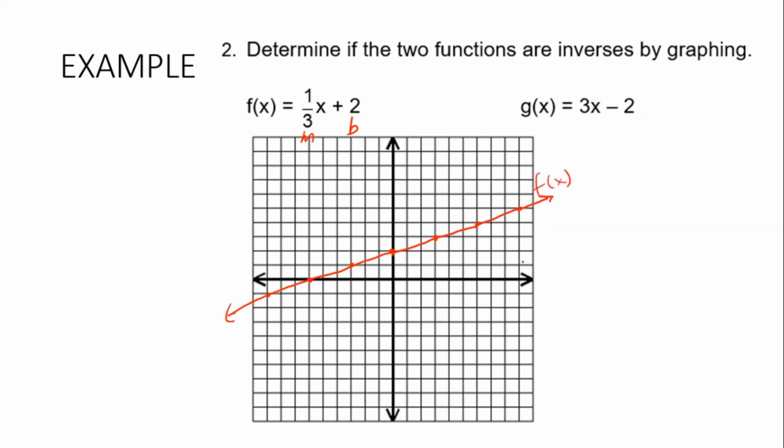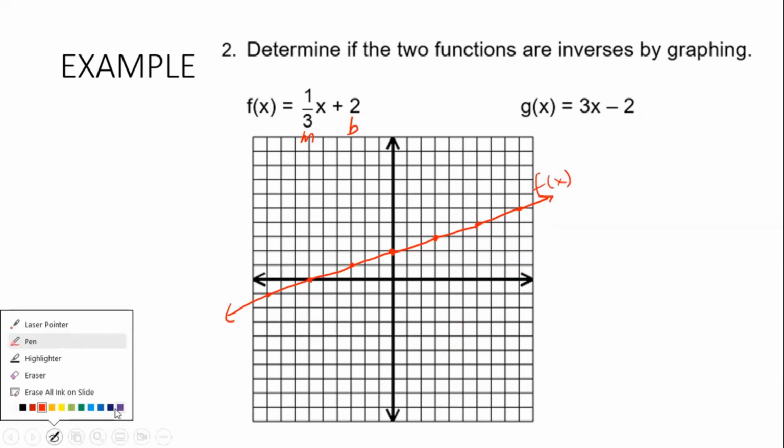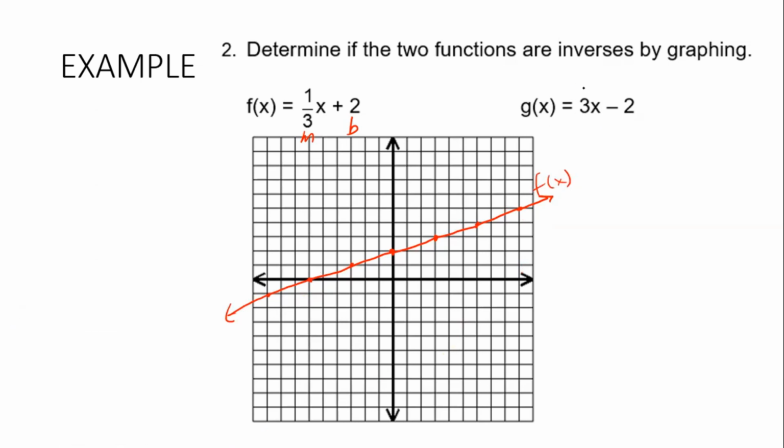Now it wants to know if g of x is its inverse. So now I'm going to do the same thing. Here's the slope. Here's the y-intercept. So this time I'm beginning at -2, and my slope is 3/1. So I'm going to rise 3 and run 1. So I begin at -2. I'm going to rise 1, 2, 3 over 1, and repeat.